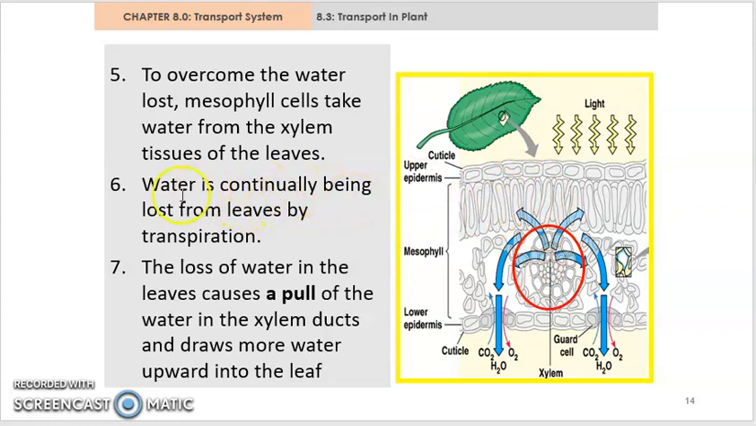So what happens? Water is continually being lost from the leaf by transpiration. Okay, so the loss of water in the leaf causes a pull of the water in the xylem duct and draws more water upward into the leaf. So bila proses ni berlaku secara berterusan, dia akan menyebabkan berlakunya loss of water in the leaf. So bila loss of water in the leaf, dia akan menyebabkan berlaku pull, okay, to pull the water upwards. Maksudnya dia akan tarik air daripada bawah ke atas. So ni yang kita panggil sebagai transpiration pull.